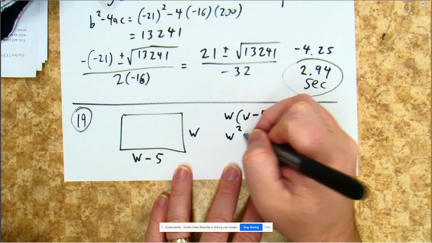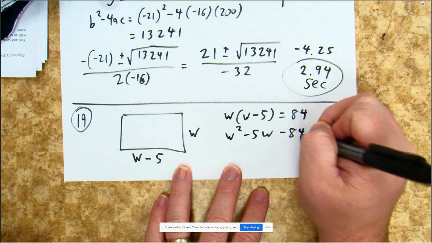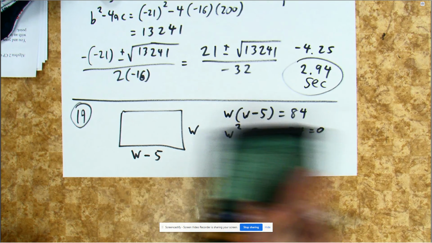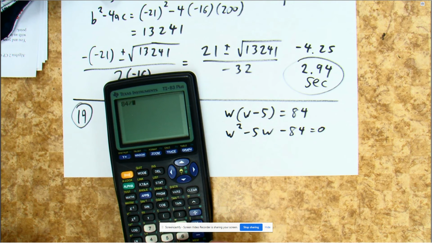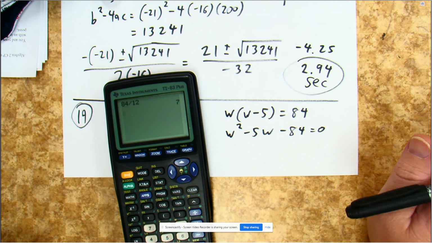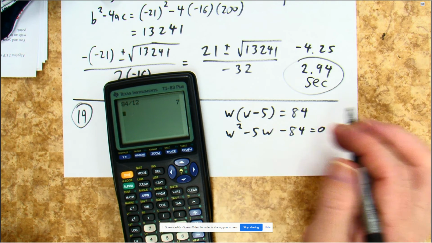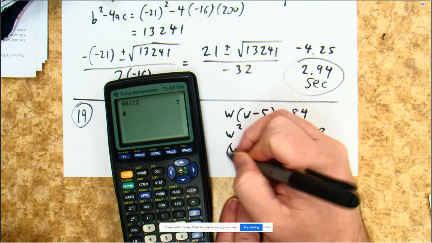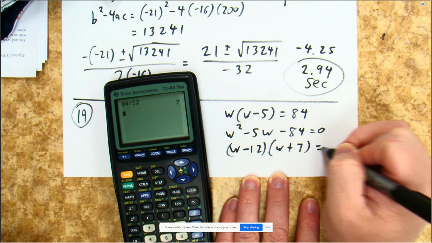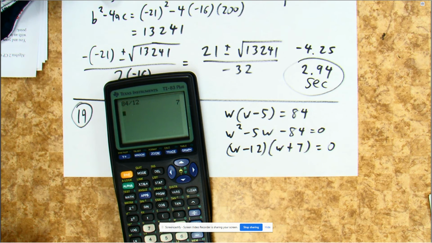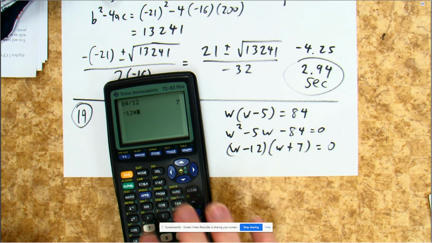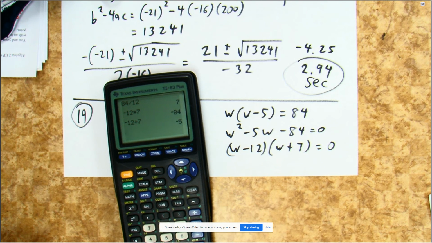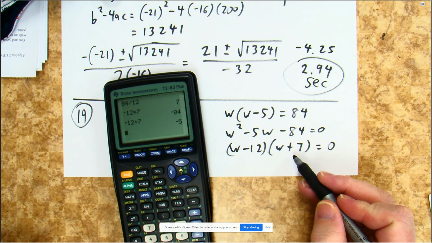Just like the project we did, I'm going to subtract 84. Save myself some time. I need to figure out this magic number now. There we go. 12 and 7 look like they work, but one of them's got to be negative. It's got to be the negative 12. W minus 12, W plus 7. I was trying to find two numbers that multiplied to negative 84, and they added up to negative 5, as you can see there. So this answer would produce a negative answer, which again can't happen.